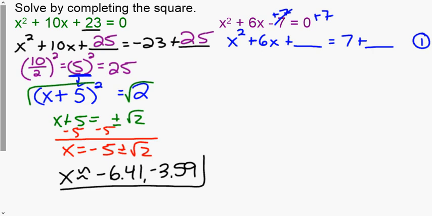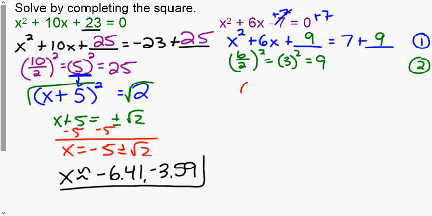Step 2, find and add the perfect C. So we're going to go 6 over 2 squared equals 3 squared equals 9. So we add that perfect C to both sides. Step 3 was factor the left side. So on the left side here we had x, b was positive, and again, the number that we squared was 3, so x plus 3 quantity squared. And then on the right side, we're going to simplify. So 7 plus 9, that's 16.